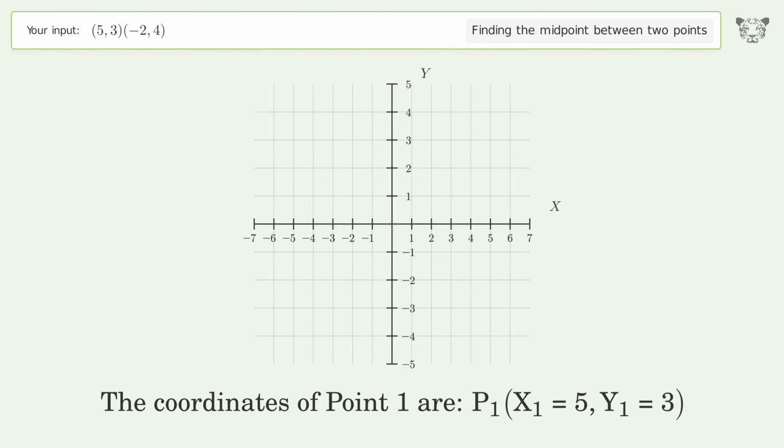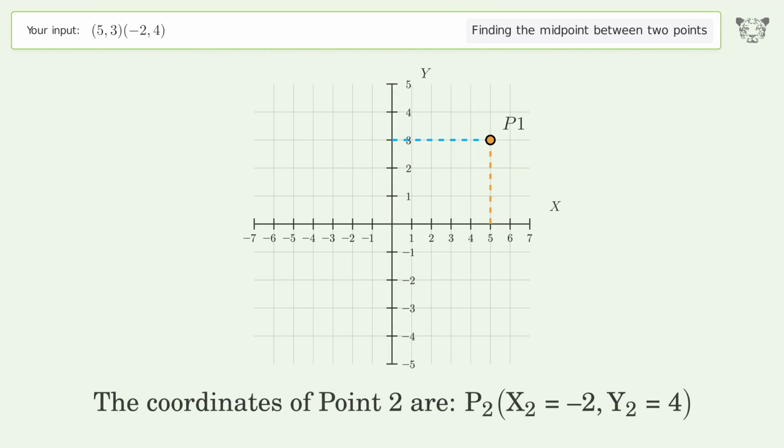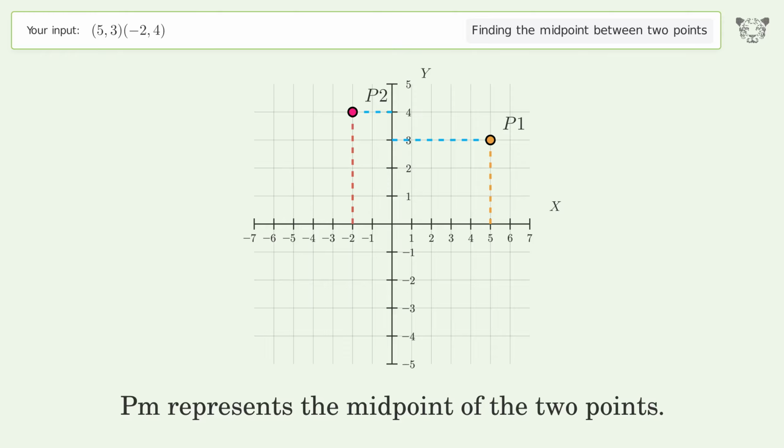The coordinates of point 1 are x1 equals 5, y1 equals 3. The coordinates of point 2 are x2 equals -2, y2 equals 4. PM represents the midpoint of the 2 points.